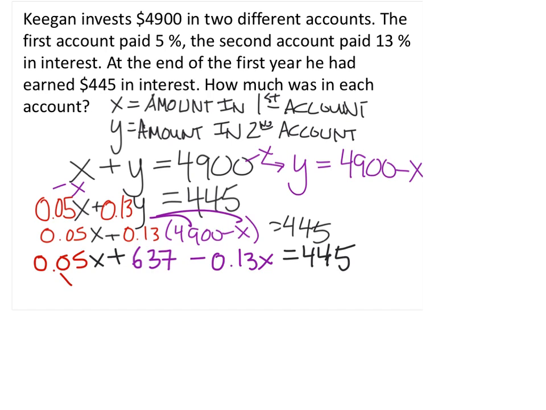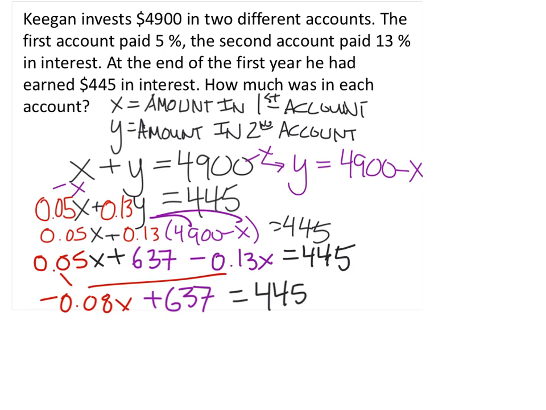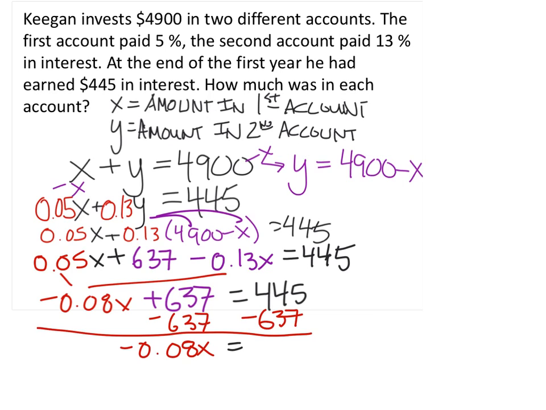So when we combine like terms here, we have 0.05x minus 0.13x, which is a negative 0.08x, and plus 637 equals 445. Now we just need to subtract 637 from both sides. Some of you guys will be a little alarmed because this is going to give us a negative value. However, the coefficient of x also is negative, so it's not going to make that big of a difference there. And that would give us a negative 192.